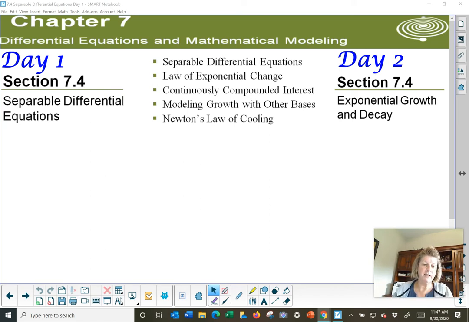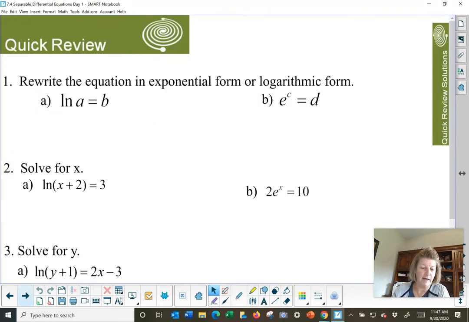Looking at section 7.4 today, and this one is all about separable differential equations. Let's just get right into it. We are going to cut this a little short and only do the separable differential equation part of section 7.4.